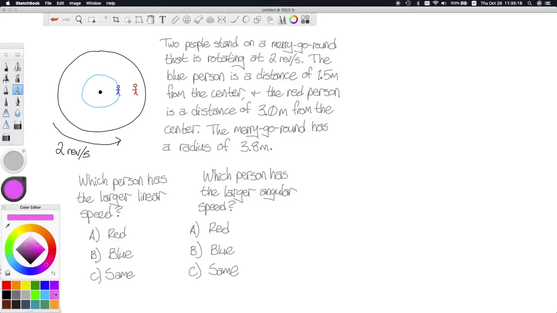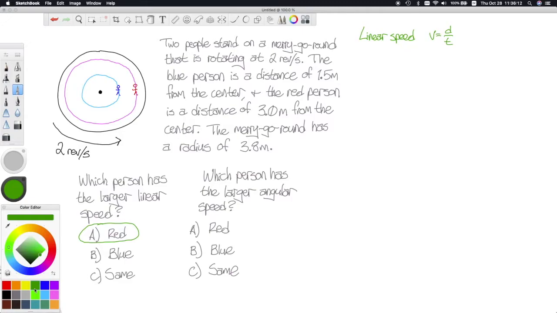The red person, on the other hand, also takes half of a second to make a complete revolution around this merry-go-round, but they have a much larger distance to cover. So even though they're both making 1 revolution, the person in red is making a bigger circle in the same amount of time, so the red person will have the higher linear speed. Let me do a calculation to show you what I'm talking about here.